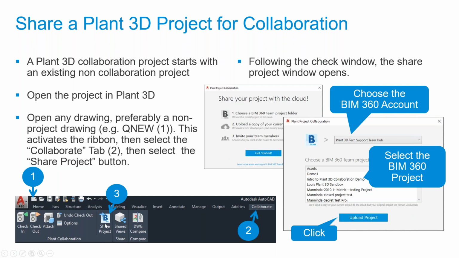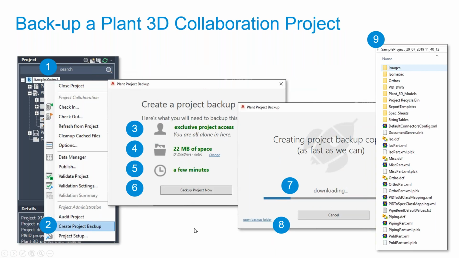It'll prompt you to make sure you get signed in to your account there. You'll click Get Started, and then you'll basically browse to your project up there in the cloud, your BIM 360 Docs project, and then you'll want to go ahead and click Upload, and it's going to share that up to the cloud. So that's really all there is from that side.